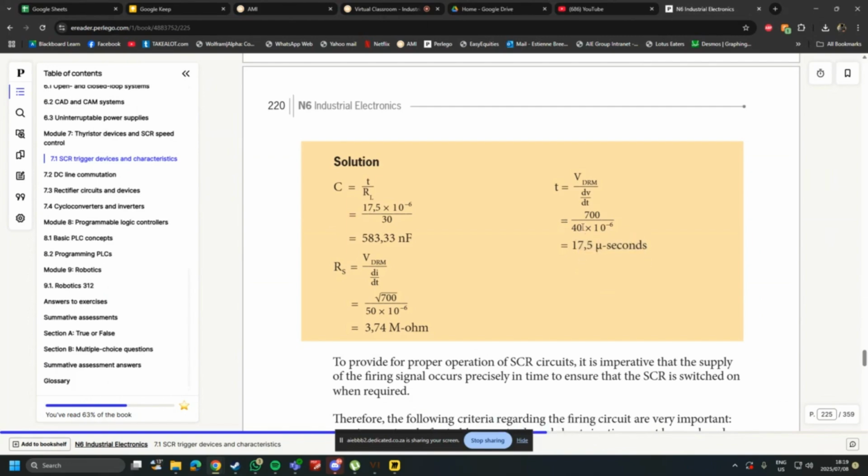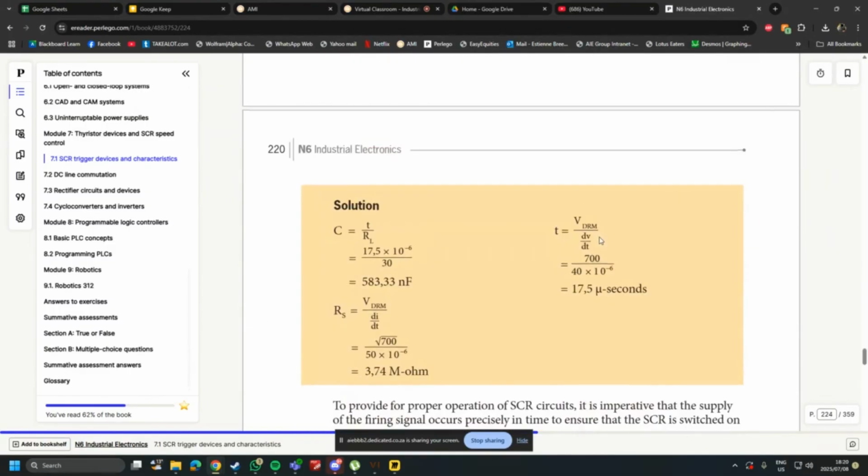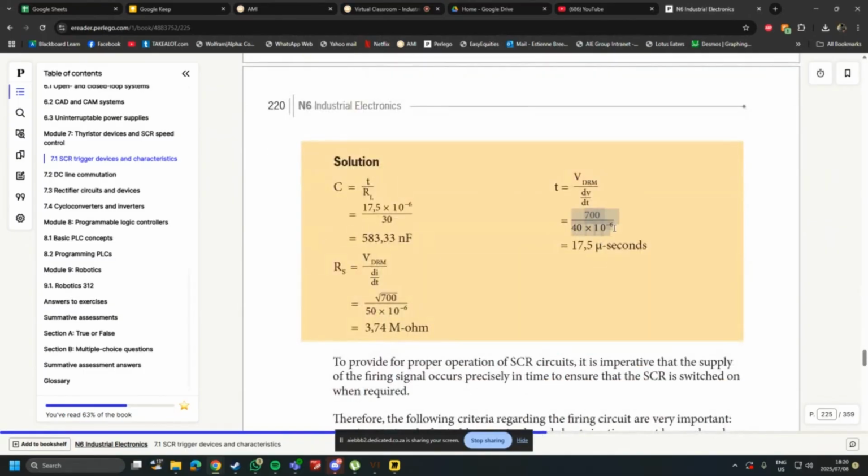There's a bit of a problem here, actually. I think the calculations are done incorrectly. But look at this. That needs to be 40 divided by 10 to the minus 6. Yeah, so there's a problem here. This is not correct.